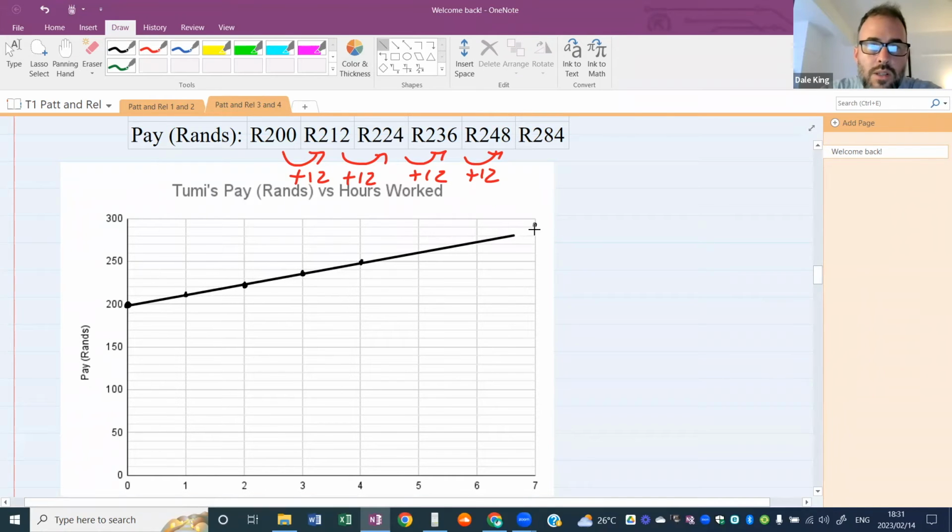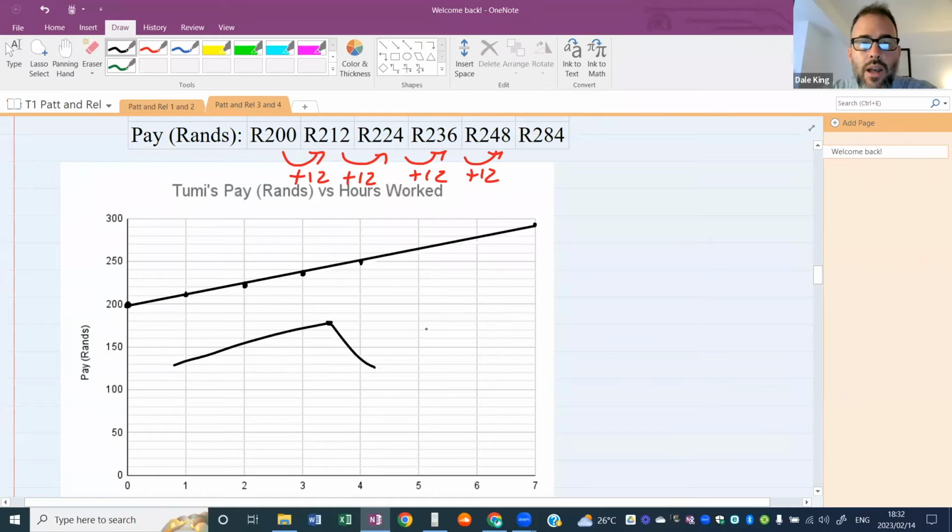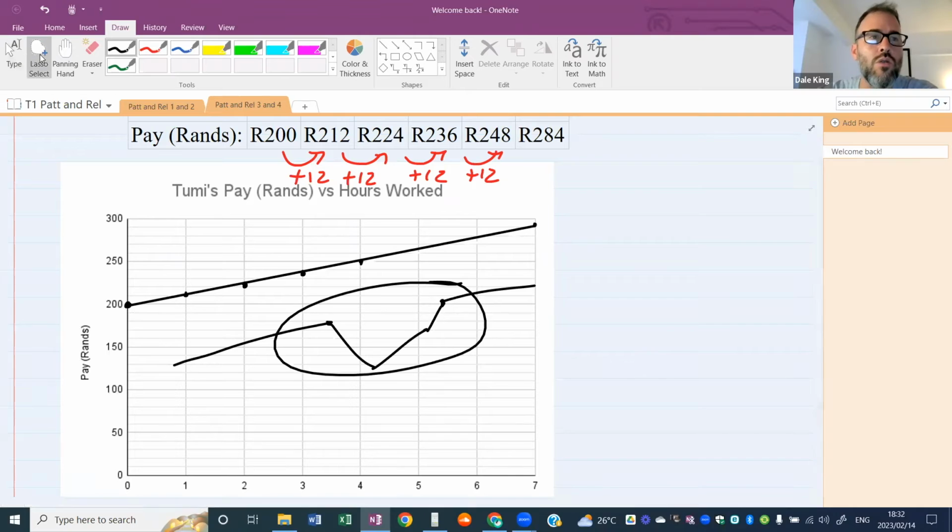We should still see a straight line. Okay, if this table shows us a constant increase of 12, we should still see a straight line. So if your line goes straight and then down and then up and then like that or something like that, there's an error there in your calculation. So you can actually use your graph to check the calculations that you've done in the table. Okay, so watch your graph when you draw it. It should be a line if there's a constant increase in the values in the table.